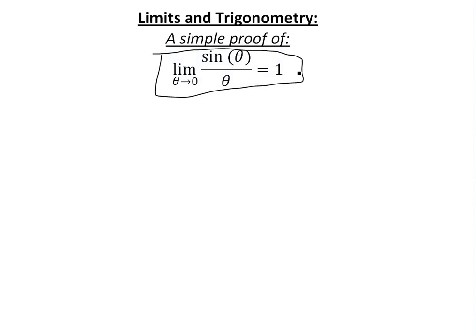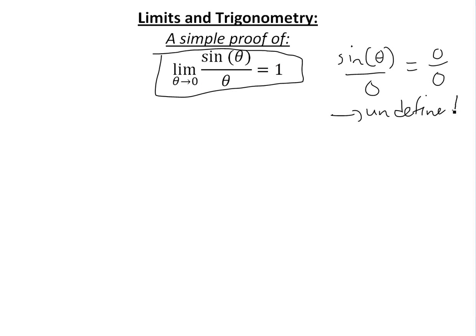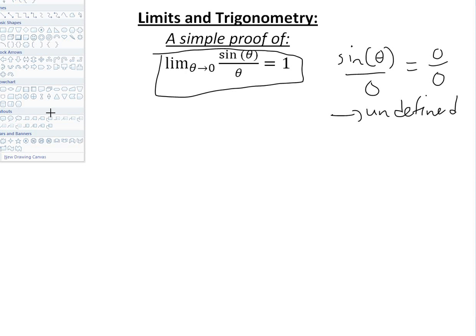is equal to 1. You can't just plug this in because it's going to be sine theta over 0. This is basically 0, so you're going to have 0 over 0. These are undefined, so you can't just do that. So to prove this, I'll draw an arc length, or basically here we'll just draw this out.